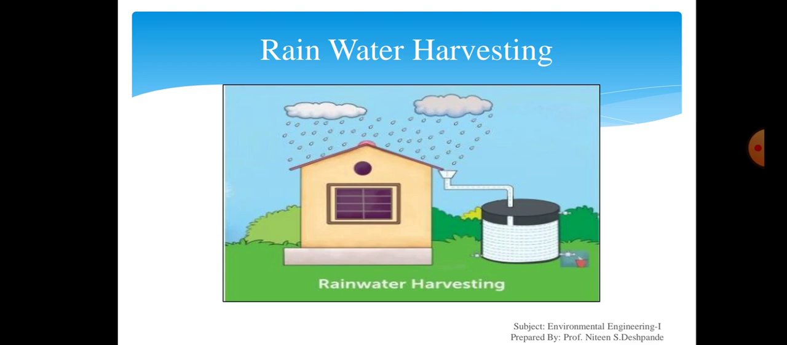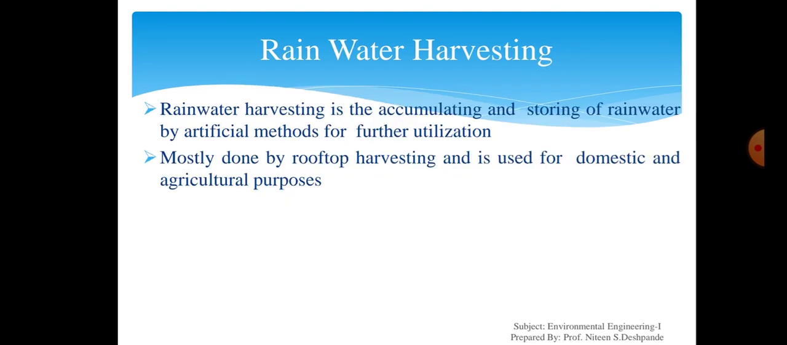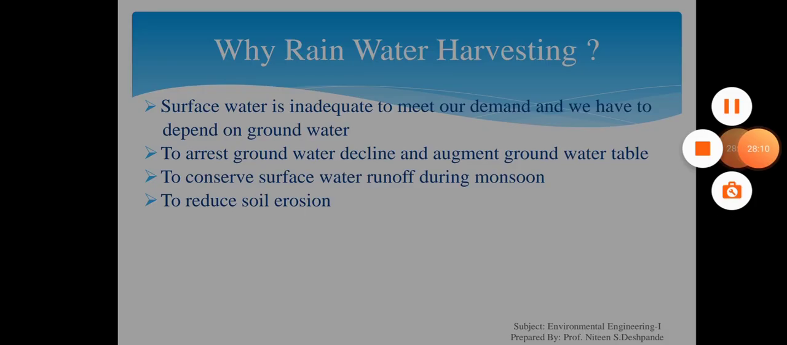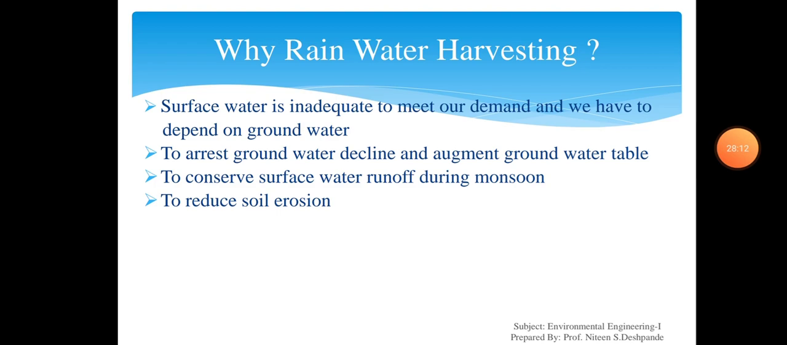Now the next topic is rainwater harvesting. Rainwater harvesting is the accumulating and storing of rainwater by artificial methods for further utilization. Mostly it is done by rooftop harvesting, and it is used for domestic and agricultural purposes. Okay. Why is rainwater harvesting to be done? What are the purposes of rainwater harvesting?